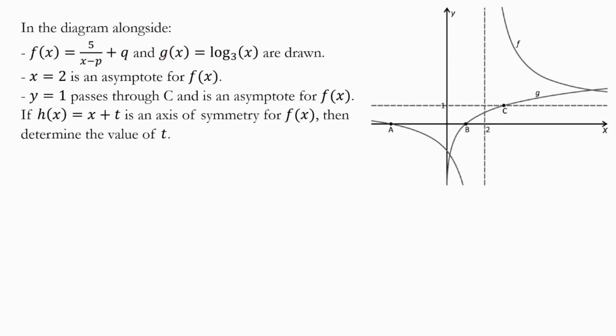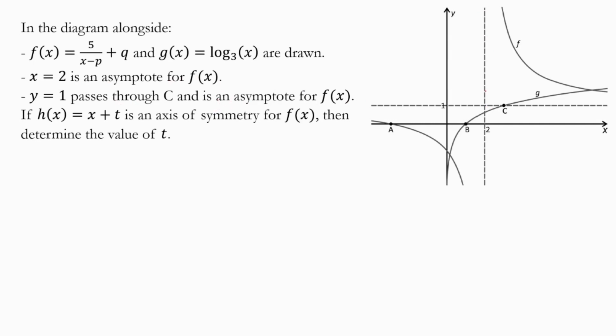In the diagram alongside, f of x is equal to 5 over x minus p, plus q. We can see f of x here, which is a hyperbola, and g of x is equal to log of x to base 3 are drawn. You can see the logarithmic graph g of x. And then x is equal to 2, the vertical line, is an asymptote of f of x.